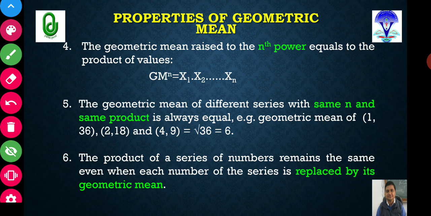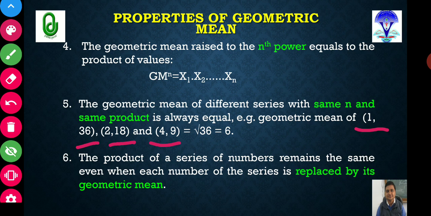We are having a series. The first series is 1 and 36, so n is 2 and the product is 36. Then the second series is 2 and 18, so n is again 2 and the product is again 36. Then the third series is 4 and 9, so n, the total number of observations, is 2 and the product is 36 again.